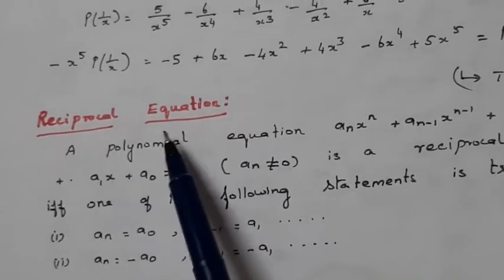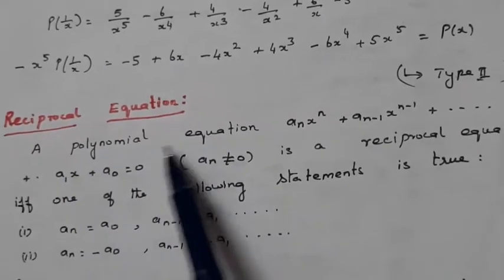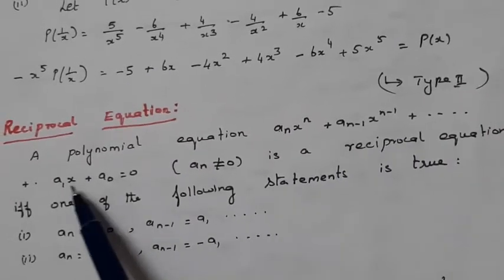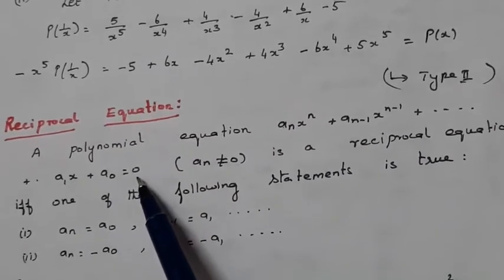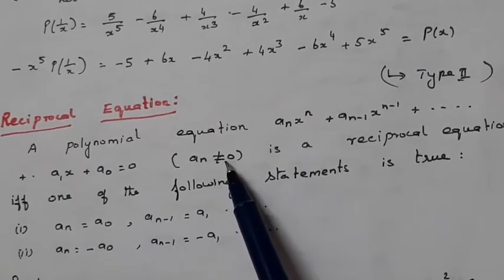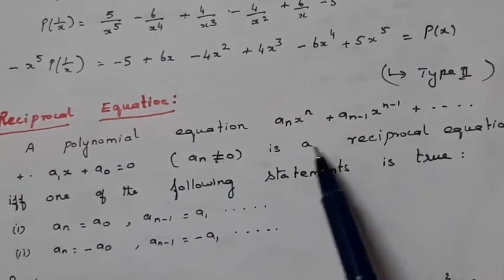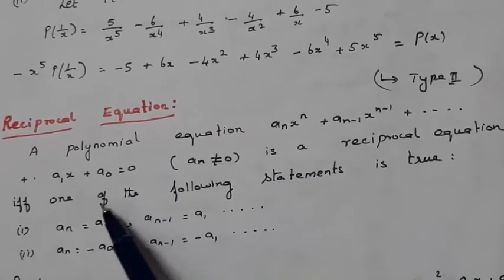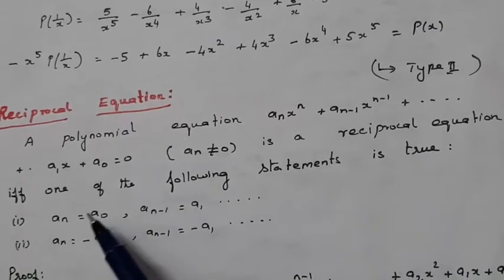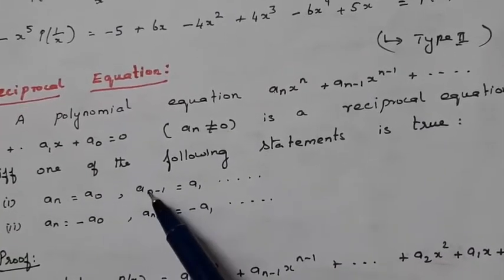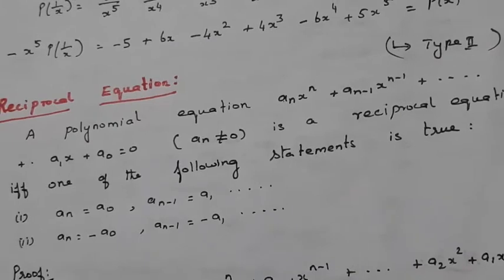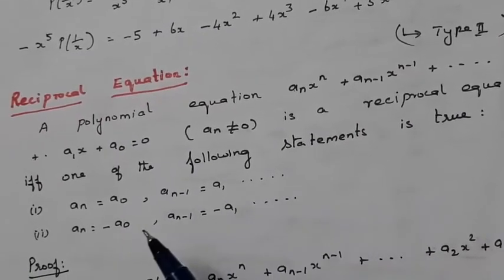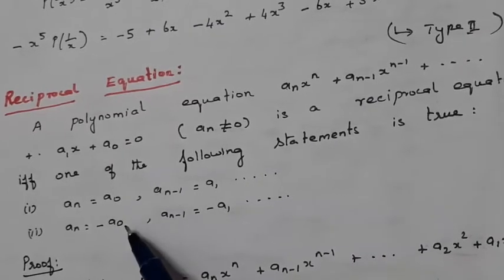So what is the definition of a reciprocal equation? A polynomial equation a(n) x power n plus a(n) minus 1 x power n minus 1 plus etc., plus a1x plus a0 equal to 0, where the leading coefficient is a non-zero number, is a reciprocal equation if and only if one of the following statements is true. That is, a(n) is equal to a0, a(n) minus 1 is equal to a1, etc., or a(n) is equal to minus a0, a(n) minus 1 is equal to minus a1, etc. So this is the first type and this is the second type.